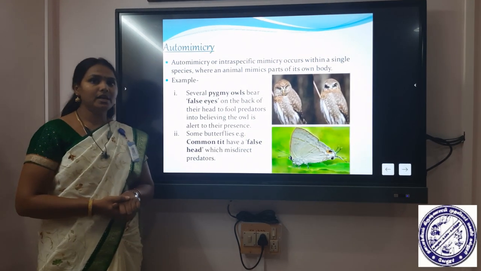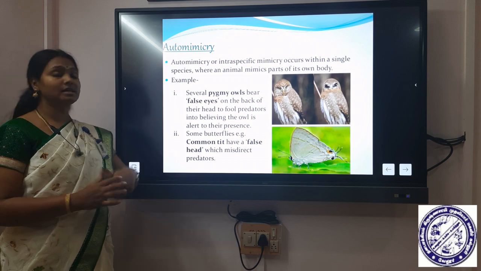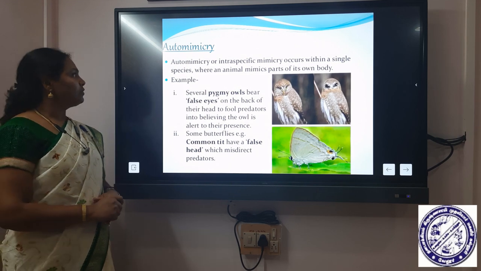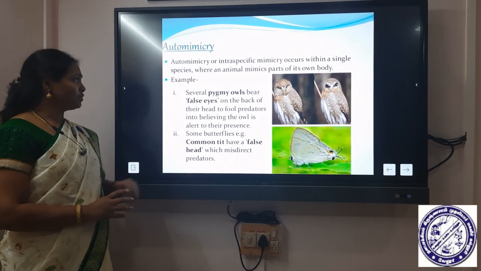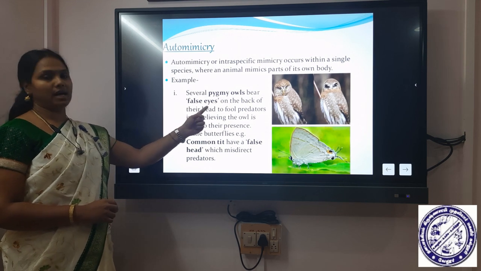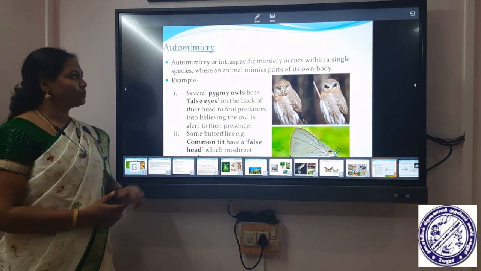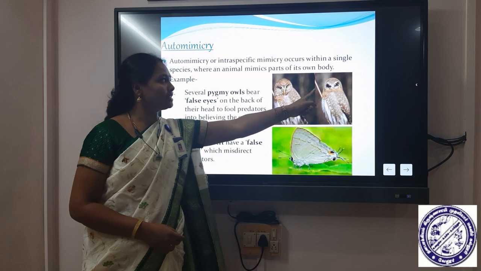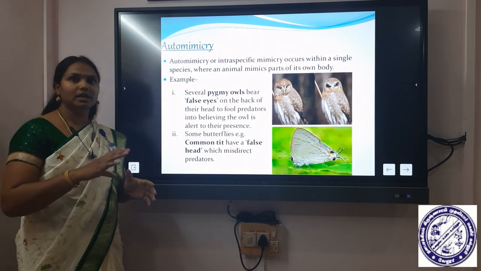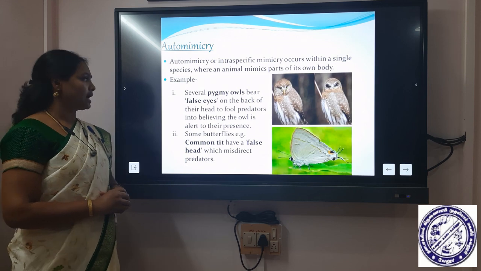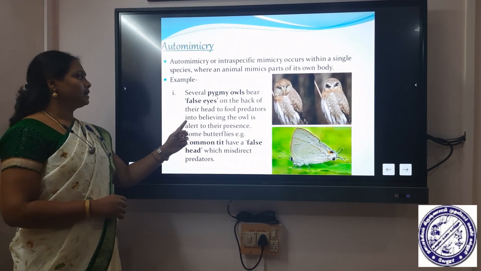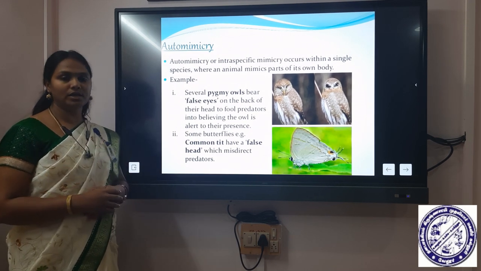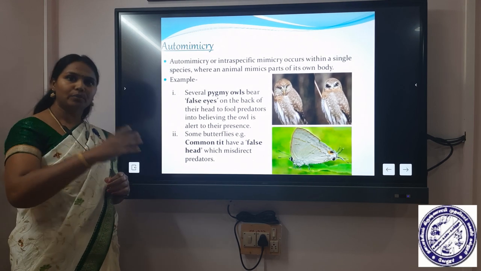Next one is the automimicry, which is also called intraspecific mimicry, and it occurs within a single species or within the same organism. For example, we can see the owl. In these pygmy owls, there are false eyes on the back of the head. So actually this is the front part of the owl and there is the back part of the owl. So we can see there are eyes, actually they are false eyes. This presence of false eyes fools the predators, and they believe that the owl is already alert of their presence. So they won't approach near the owl.